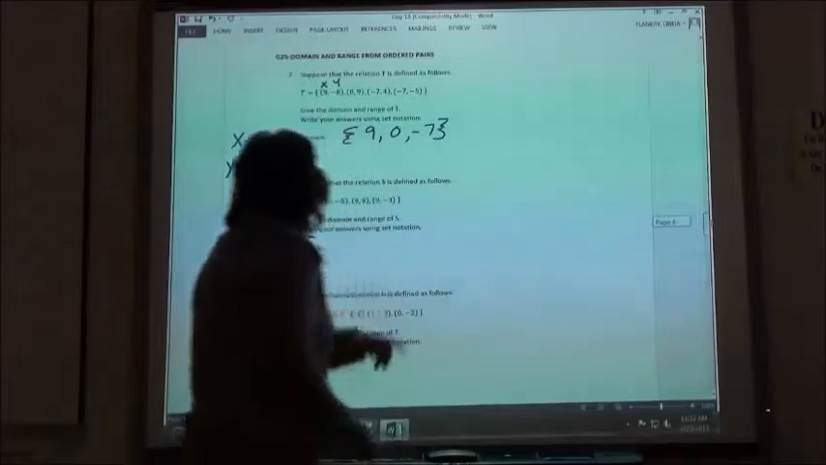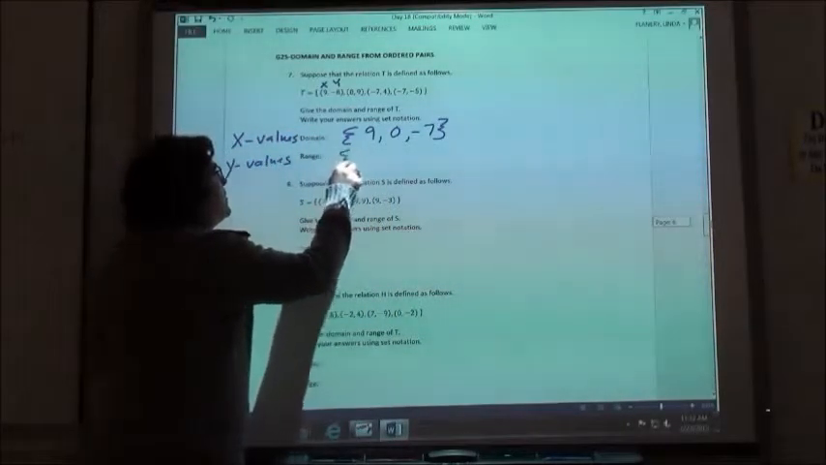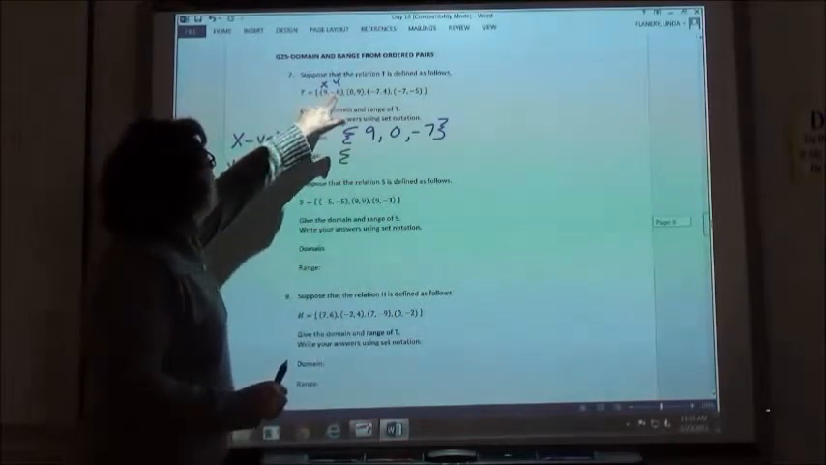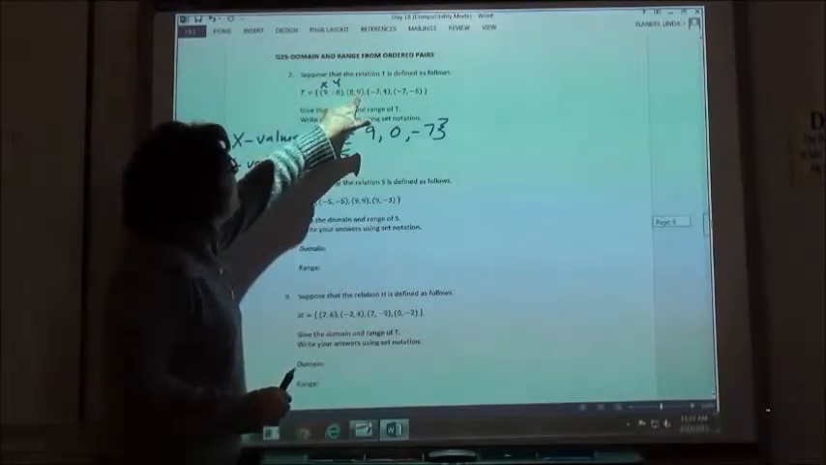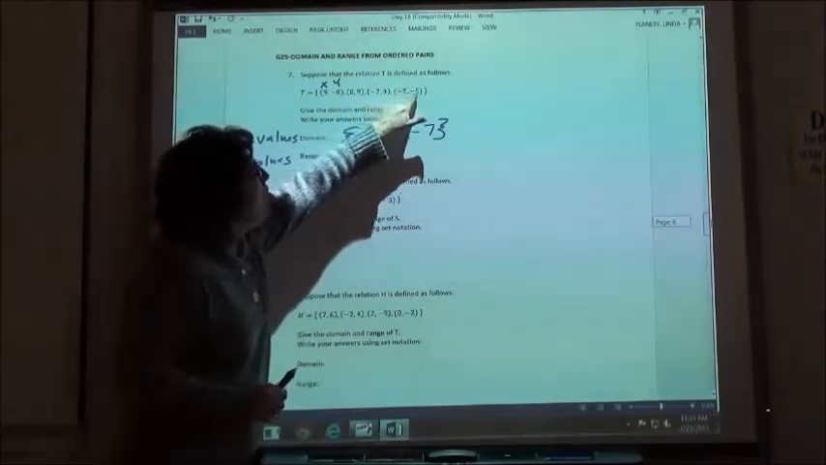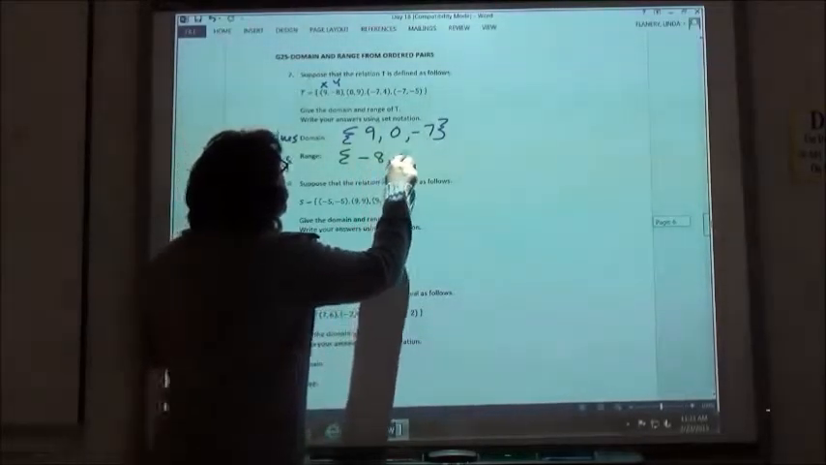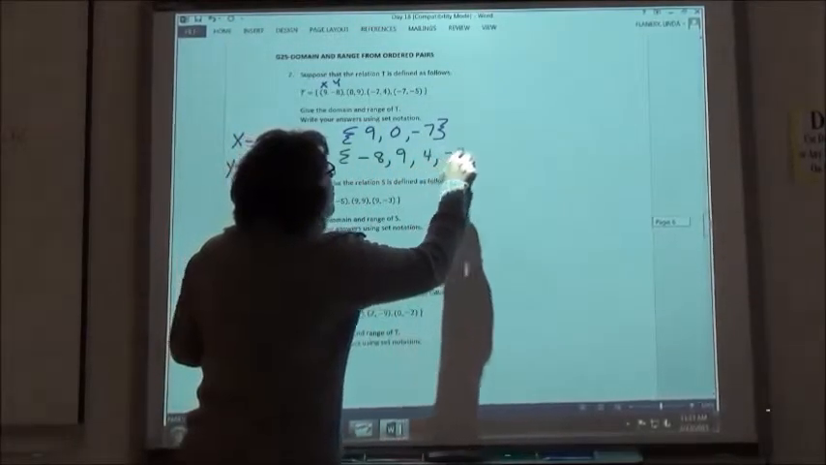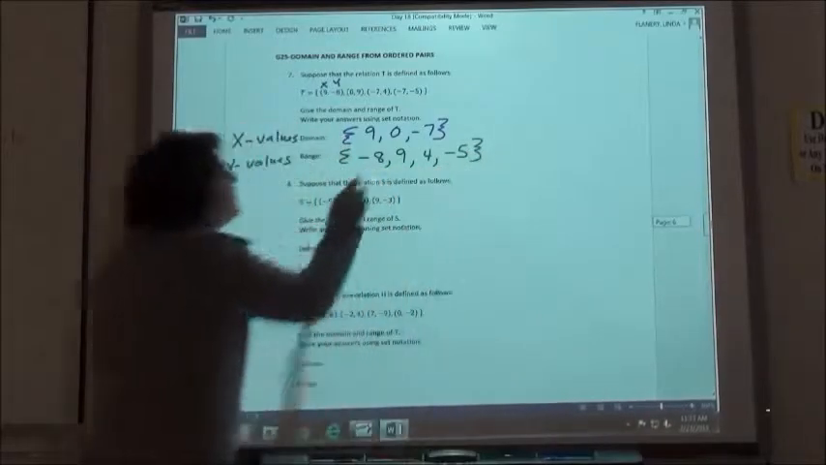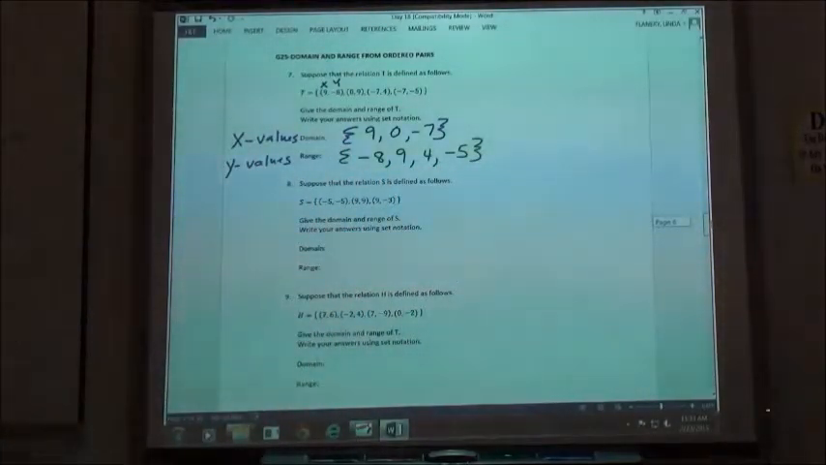Your range is listing your y values. So I have a y value of -8, a y value of 9, a y value of 4, a y value of -5. None of those repeat, so I'm just going to list them all. You don't have to put them in order unless you want to. You just have to have all of them in there. So -8, 9, 4, and -5 are all your y values.